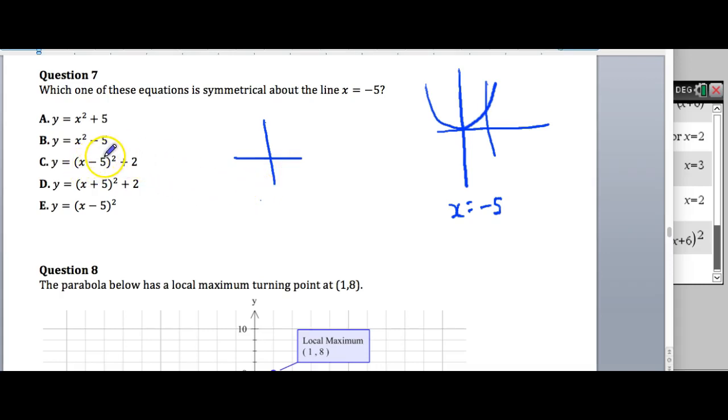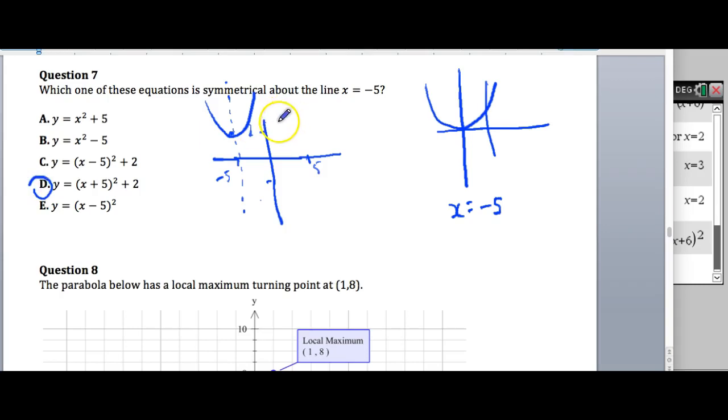This one here has a turning point at (5, 2). So if you think about 5 being down here and 2, oops, positive 2, it's going to be something like that. So nope. The next one has a turning point at negative 5 and 2 up here. And that's your answer. So there's your axis of symmetry there.